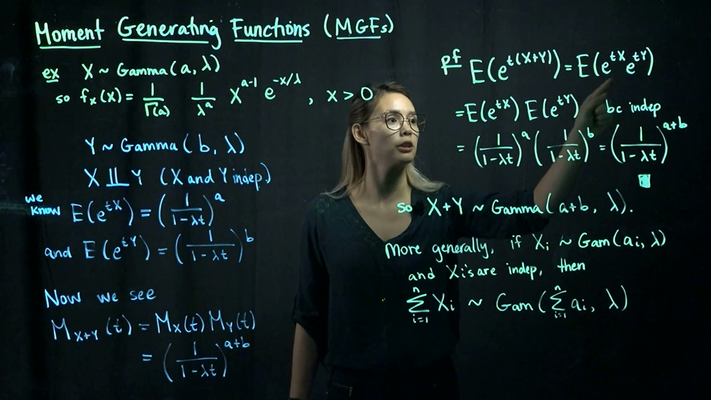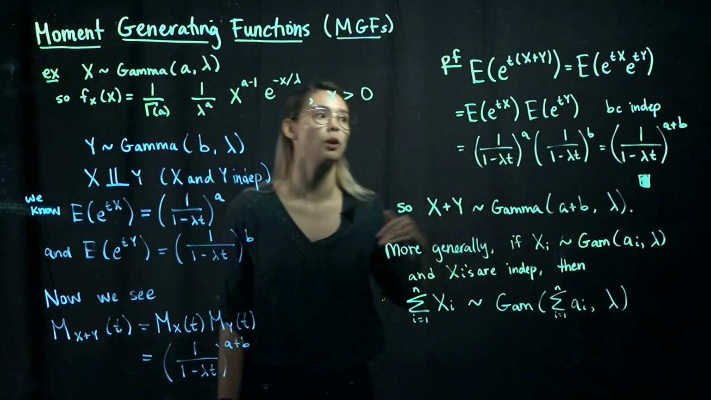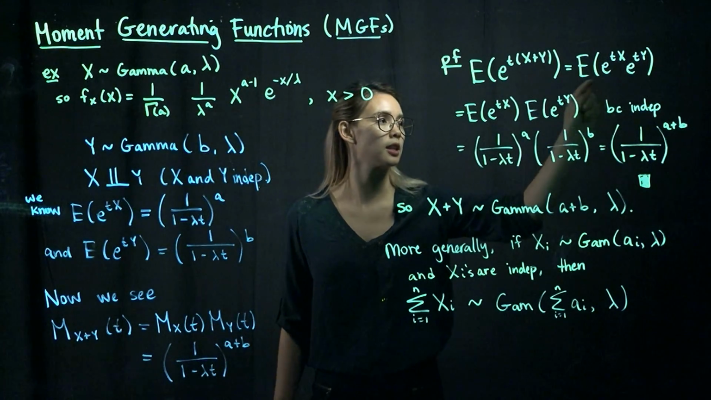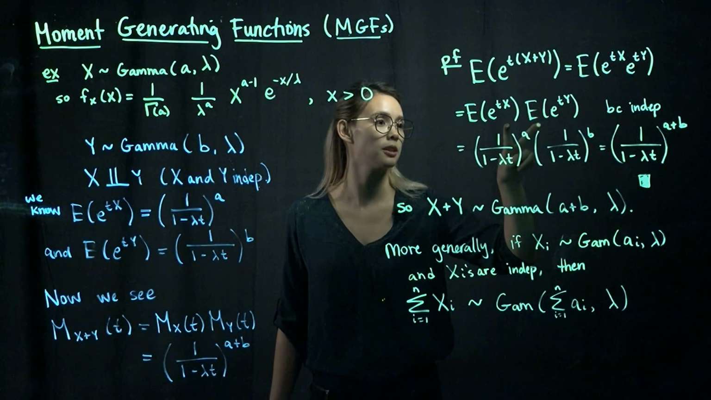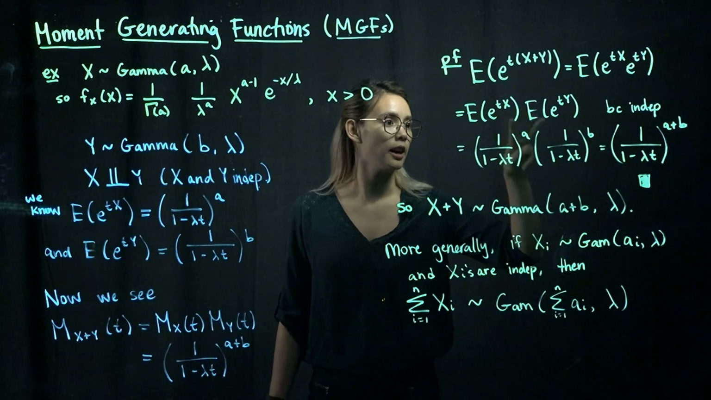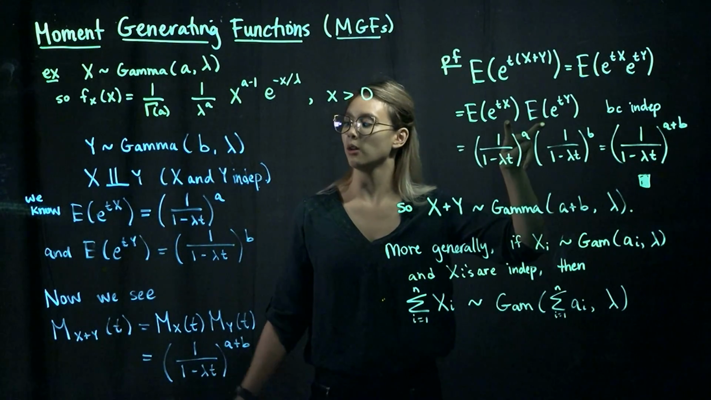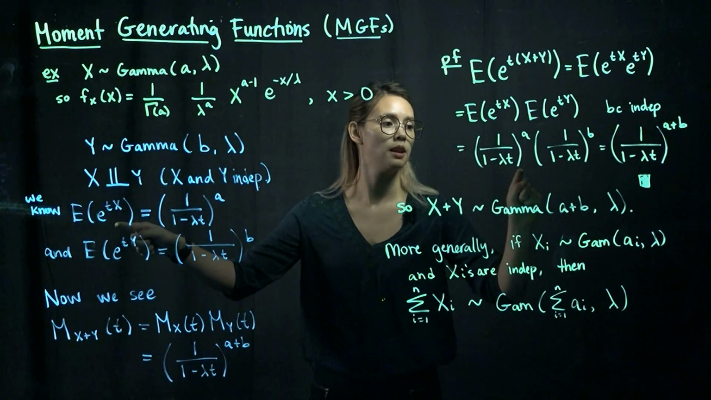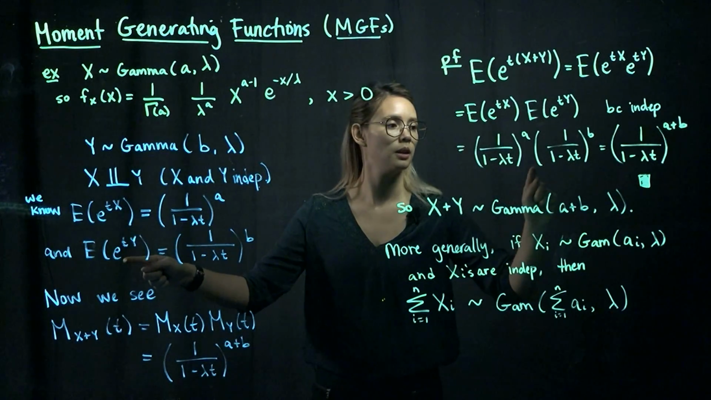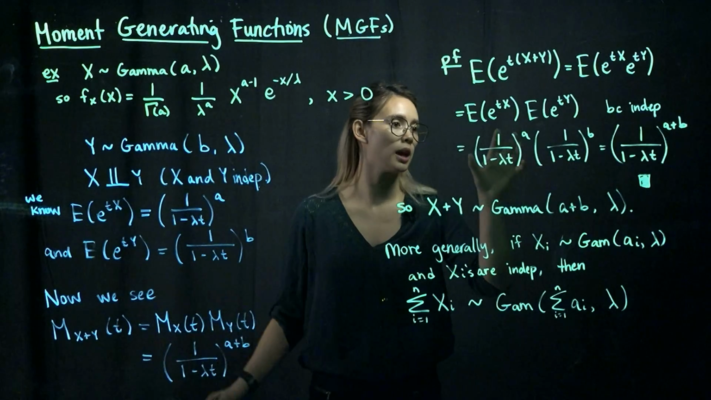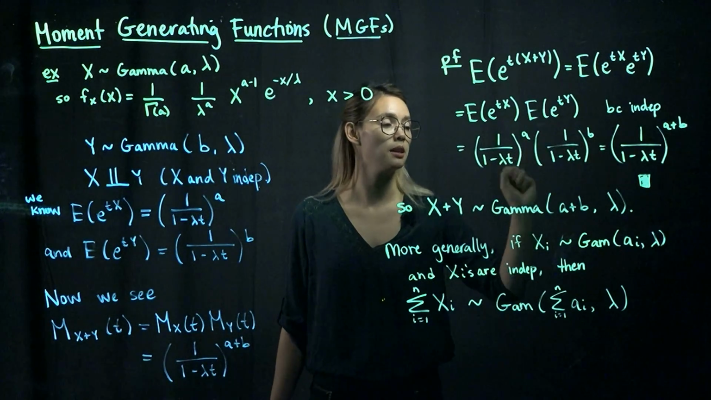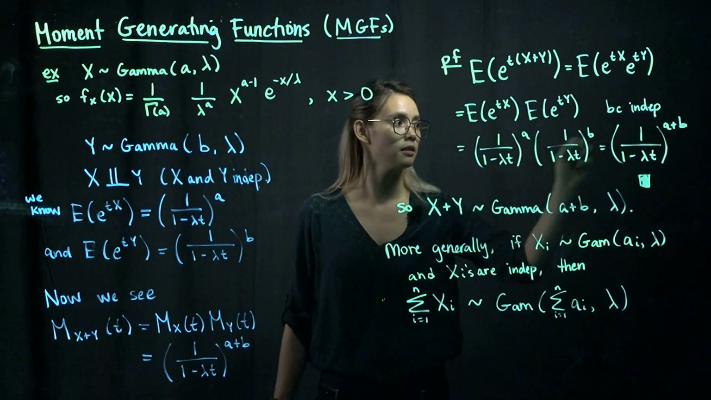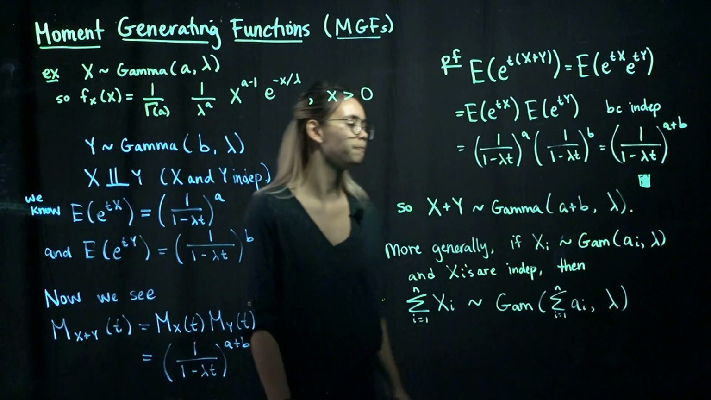Going to the next step, we're going to use the fact that X and Y are independent. X and Y being independent means we can split up this expected value into the product of expected values. Now let's use what we already know. We know the MGF for X, that's right here, and we know the MGF for Y, that's right here. So we have something to the a times something to the b, and these are the same somethings, so that gives us that thing to the a plus b.